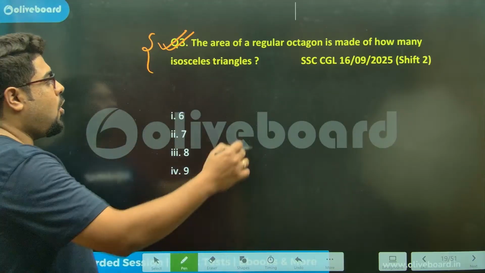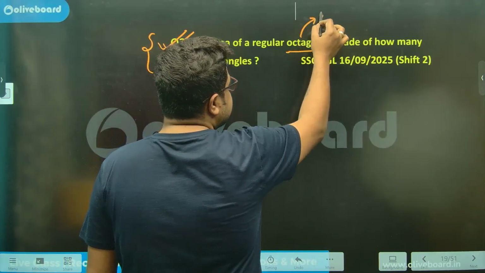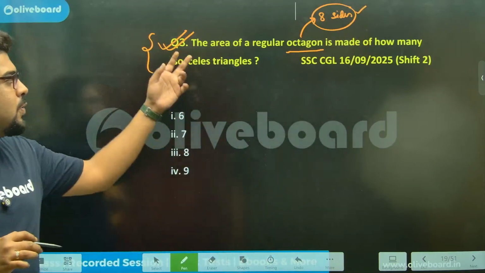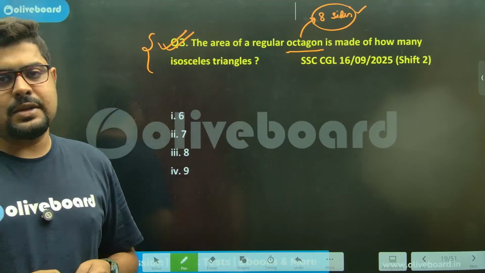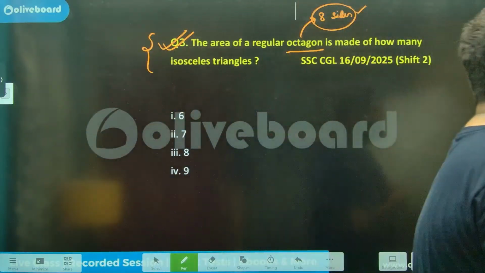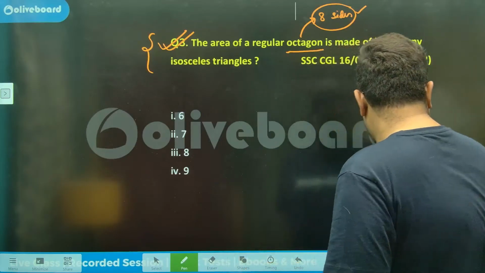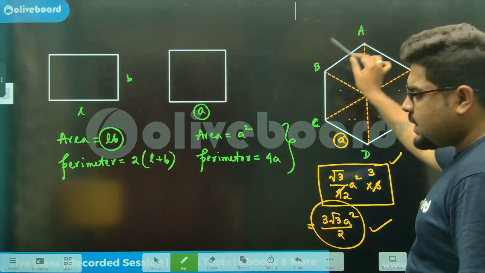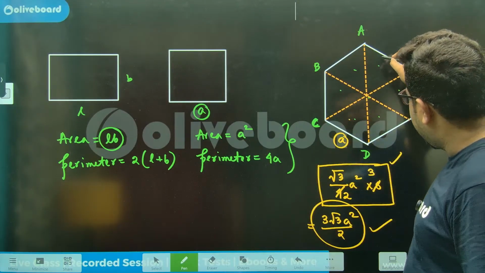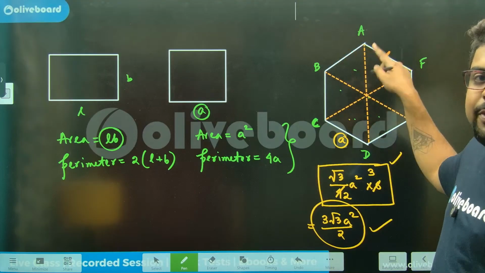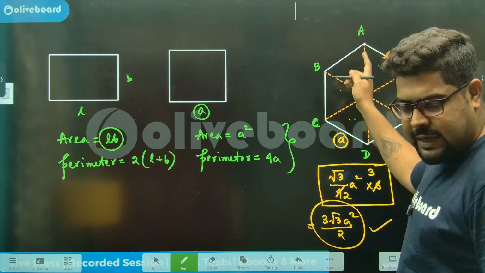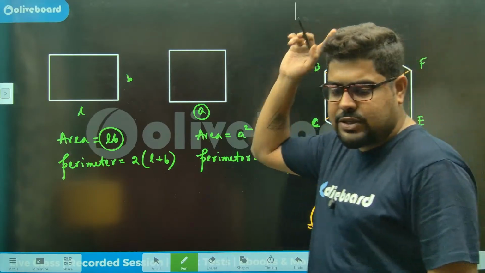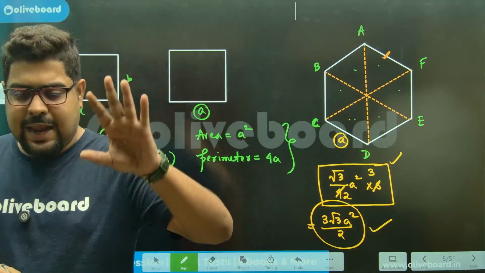Octagon meaning there are 8 sides to this, right? Now it is made of how many isosceles triangles? Think. Just look at this figure, that's the reason I've shown you this. Look at this hexagon. Every base of the triangle is one of the sides of the polygon. So instead of hexagon, meaning 6-sided, if it was octagon, I would have required 8 such triangles, no? Yes or no?